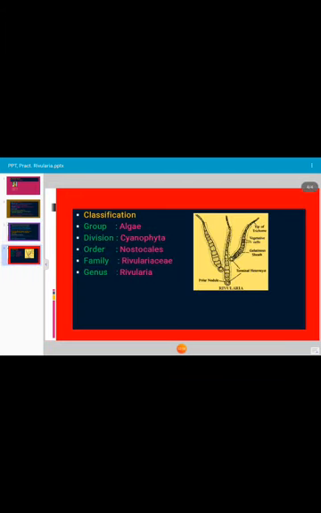This is the classification of Rivularia. It is an alga, and the division is Cyanophyta. Order is Nostochales, family Rivulariaceae, and the genus is Rivularia. On the right side, it is a Rivularia photograph.